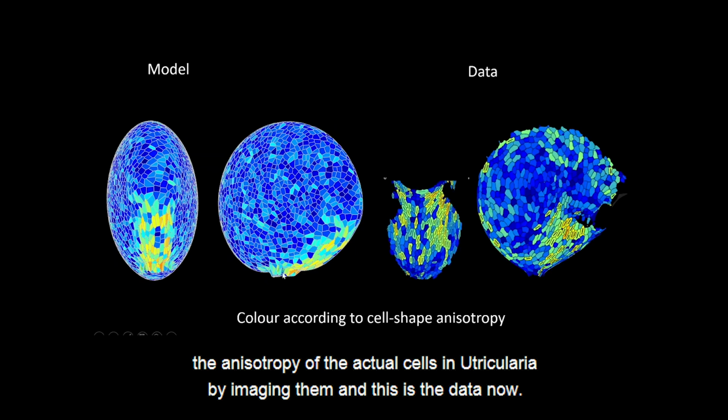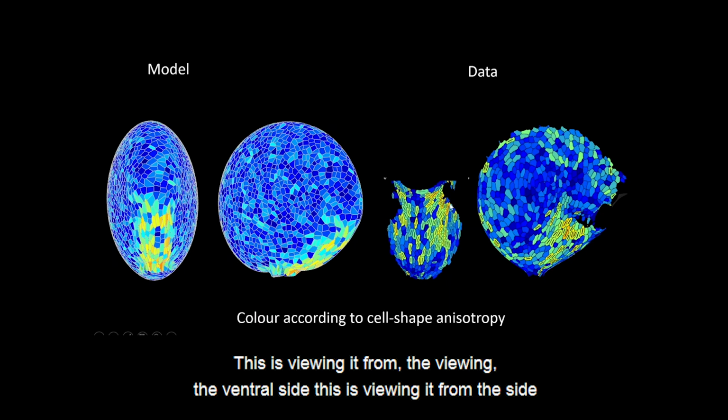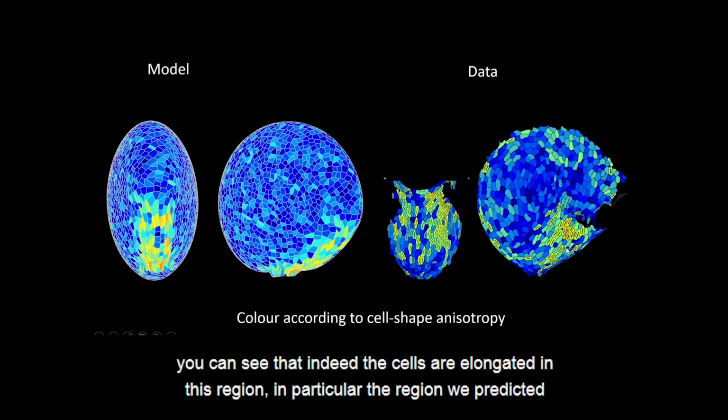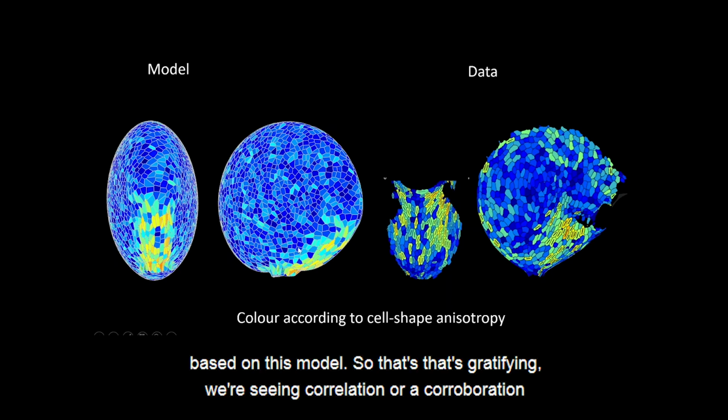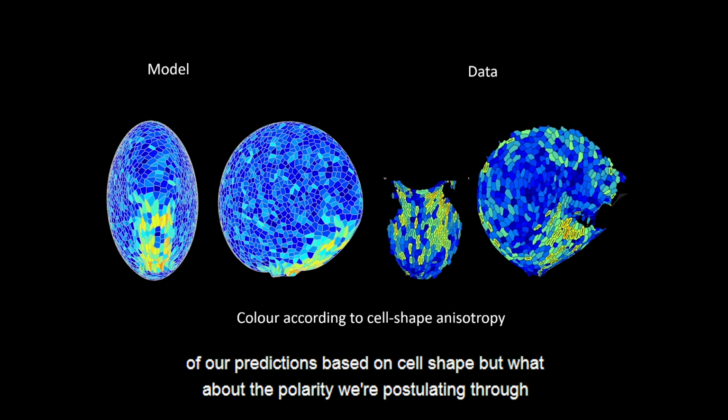And this is the data now. This is viewing the ventral side. This is viewing it from the side. And you can see that indeed the cells are elongated in this region, in particular, the region we predicted based on this model. So that's gratifying. We're seeing a correlation or a corroboration of our predictions based on cell shape.